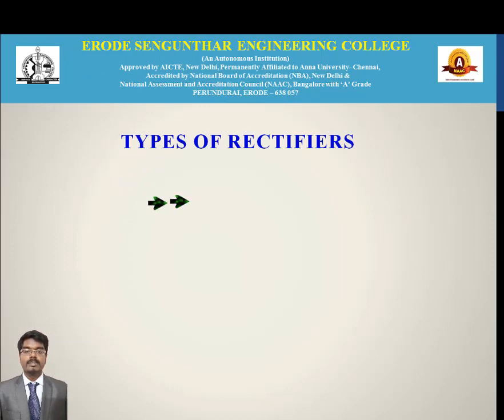Next, coming to the types of rectifier. Basically, there are two types of rectifiers. First one is half wave rectifier. Second one is full wave rectifier.